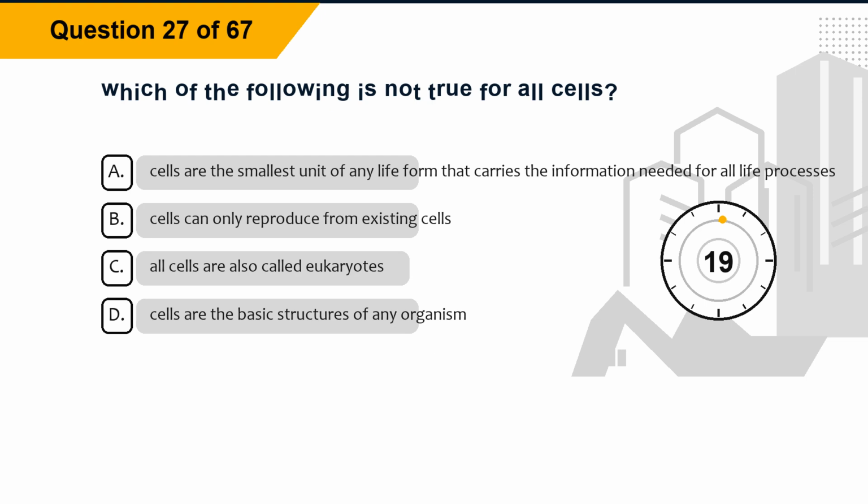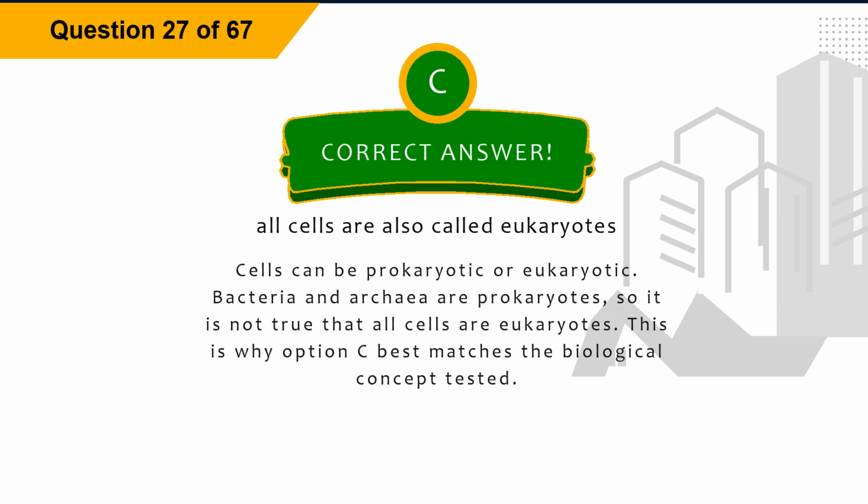Question 27. Which of the following is not true for all cells? Option A. Cells are the smallest unit of any life form that carries the information needed for all life processes. Option B. Cells can only reproduce from existing cells. Option C. All cells are also called eukaryotes. Option D. Cells are the basic structures of any organism. The correct answer is option C. All cells are also called eukaryotes. Explanation. Cells can be prokaryotic or eukaryotic. Bacteria and archaea are prokaryotes, so it is not true that all cells are eukaryotes. This is why option C best matches the biological concept tested.